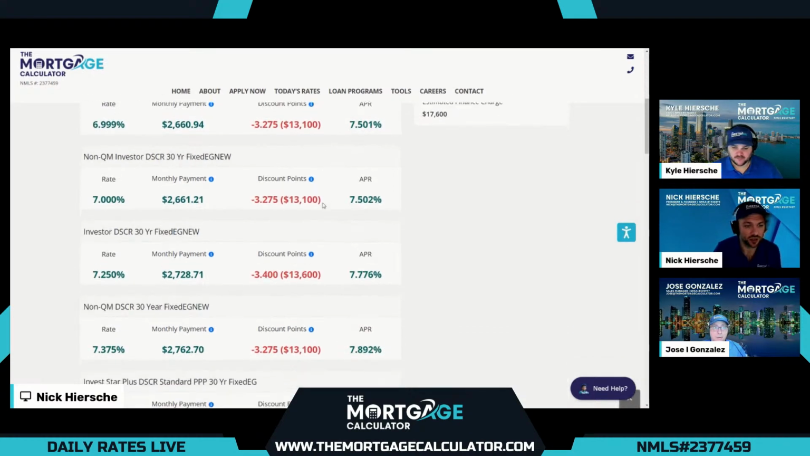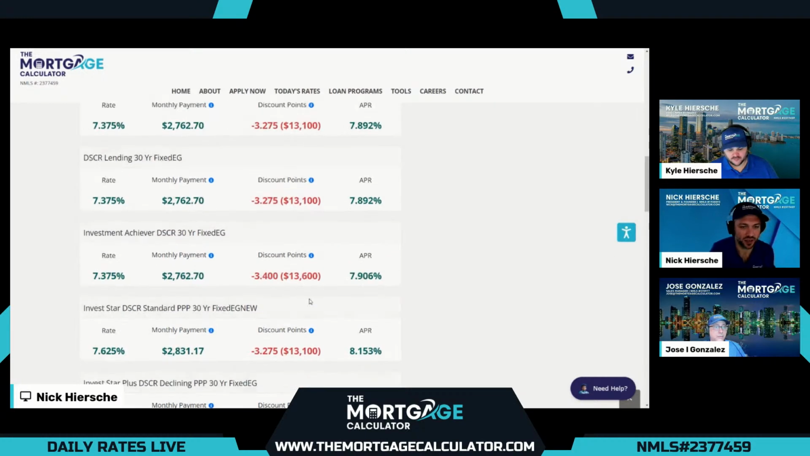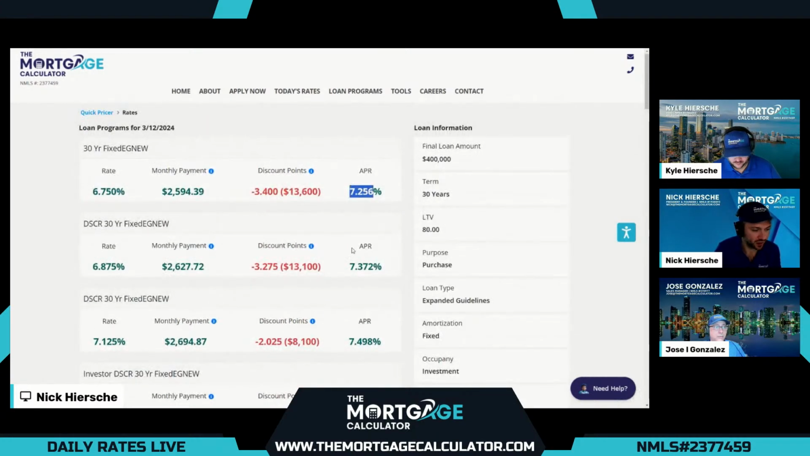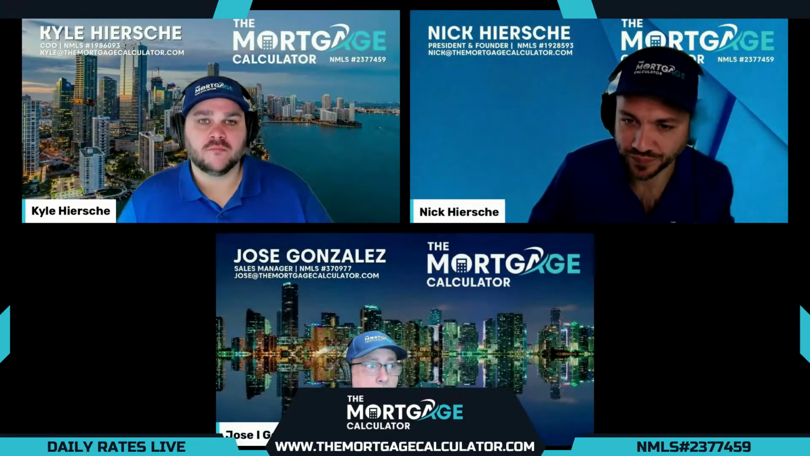There's also a ton of options here. If we scroll down, some of these are a little bit higher rates and costs, may allow bankruptcies, foreclosures, other credit issues, may allow different ways to calculate the income, all kinds of different variations. So please get with our team to find the best ones. But let's get into our topic for today with Jose.